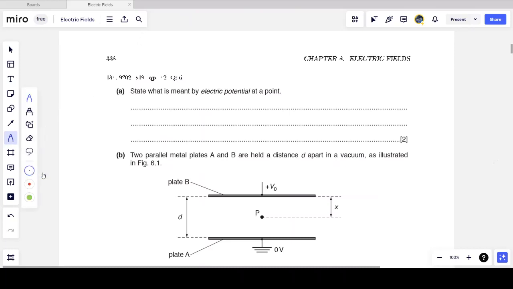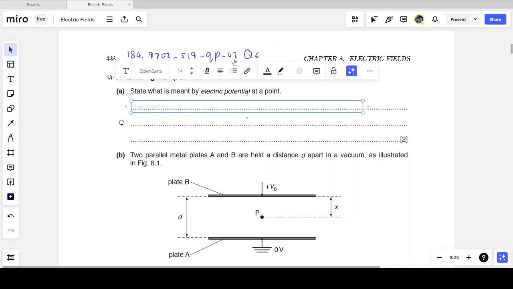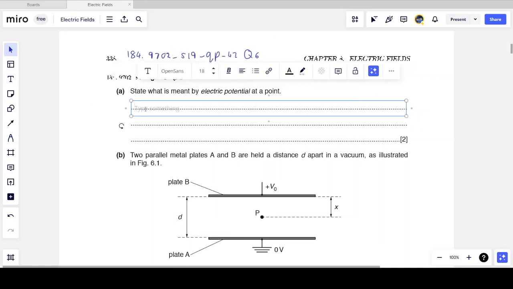Now, the first question here, I'm starting with question 184. This is subject code 9702, which is A-level physics, from the summer of 2019, which is May-June 2019. Question paper 4, variant 2, and question number 6 from the paper. A common starting question when the question is focused on electric potential is to state what is meant by electric potential at a point.